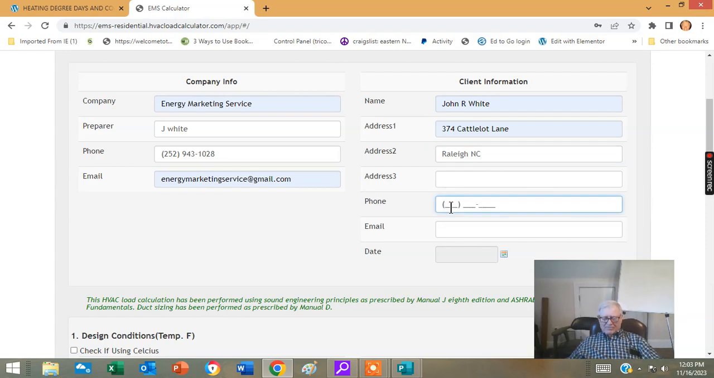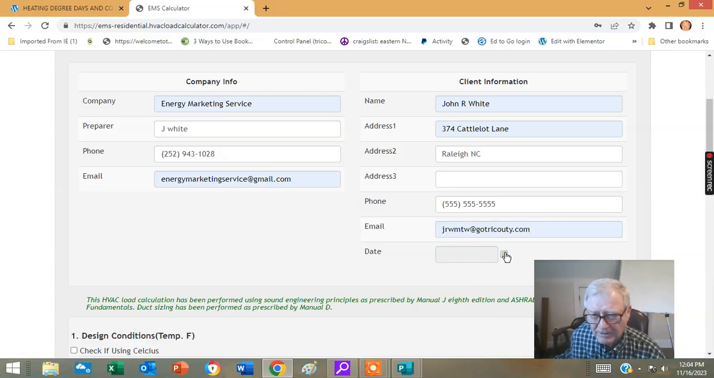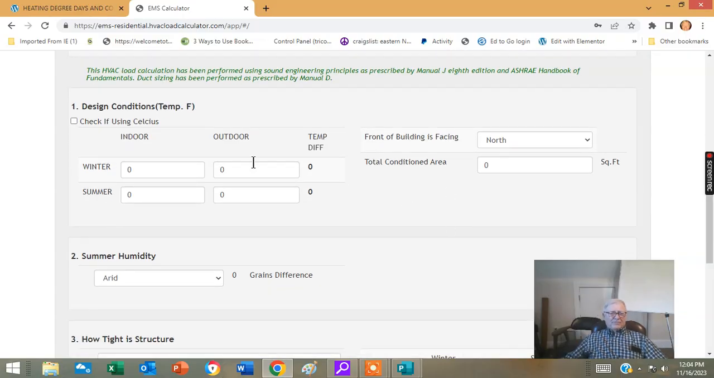Okay. I'm going to put in his phone number, the old 555 number. I'll put in an email address, and there's the day's date right there. Okay, the first thing it's going to ask you is your design conditions. What we mean by design conditions is what temperature we want to keep the inside of the house when it's as cold as it's likely to get outside. Now, the indoor temperature you want to keep it at for winter time is going to be 70 degrees.